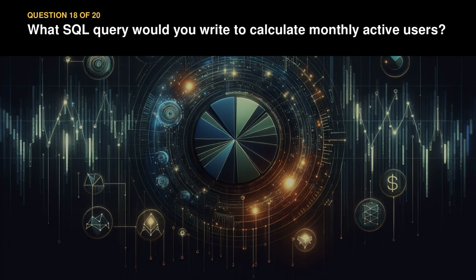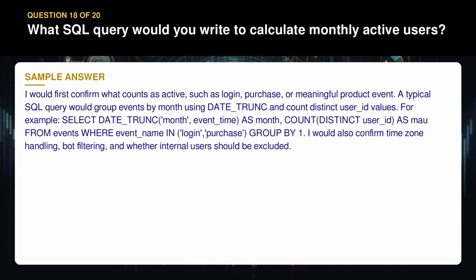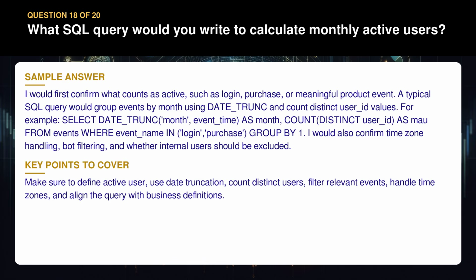Question 18. What SQL query would you write to calculate monthly active users? I would first confirm what counts as active, such as login, purchase, or meaningful product event. A typical SQL query would group events by month using date trunc and count distinct user ID values. Make sure to define active user, use date truncation, count distinct users, filter relevant events, handle time zones, and align the query with business definitions.